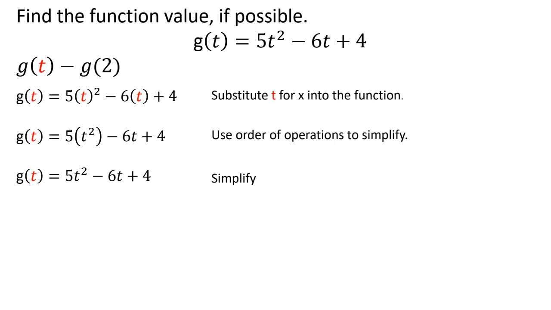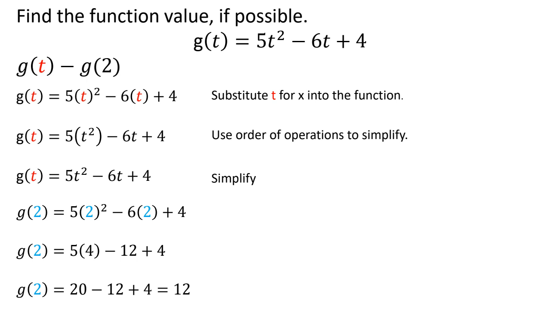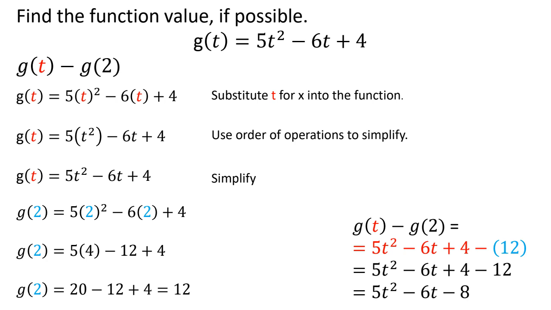Okay, but let's go ahead and evaluate g of 2 next, which is now in blue. Again, everywhere I see t, I'm going to plug in 2. And when I do that, I end up with 12. Okay, so now I'm going to subtract g of t minus this 12. So let me go ahead and put it together. I have the t was in red, so 5t squared minus 6t plus 4.